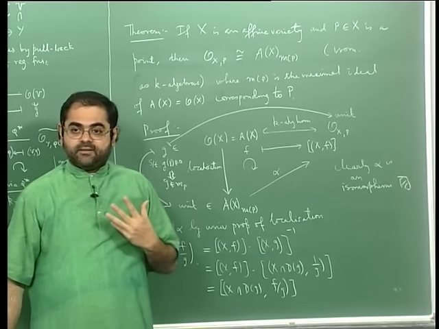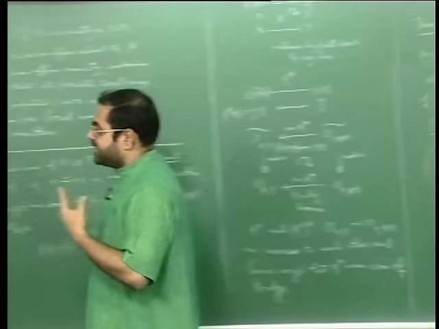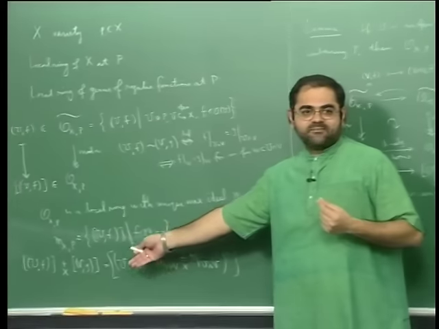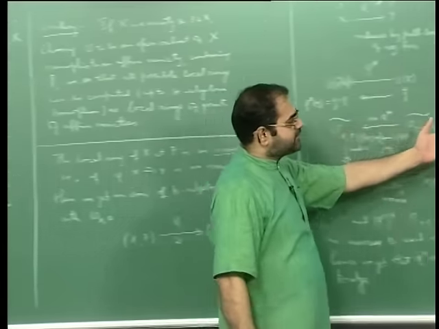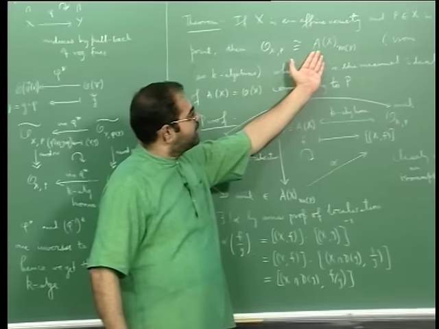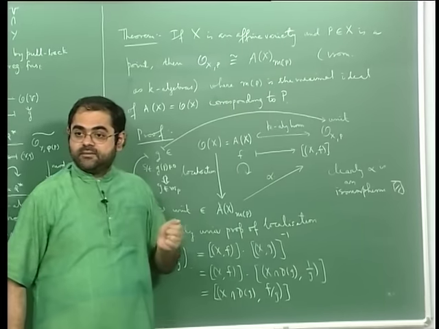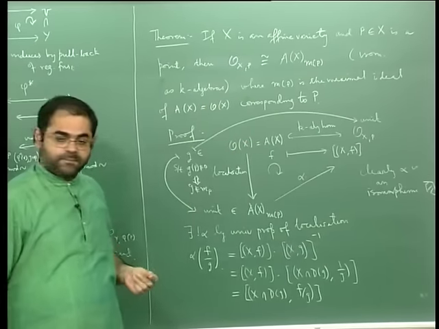And interestingly enough, the local rings were produced by geometry. They were defined by geometry, and here is how they come up commutative algebraically, at least in the case of algebraic geometry. So I'll stop here.